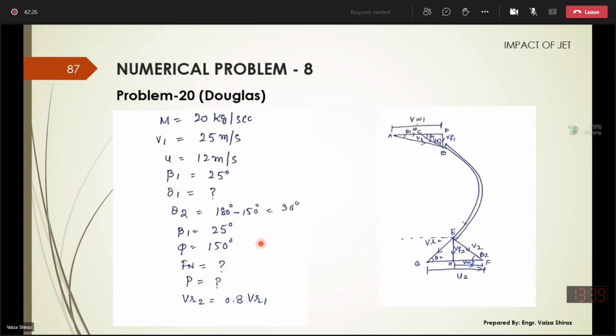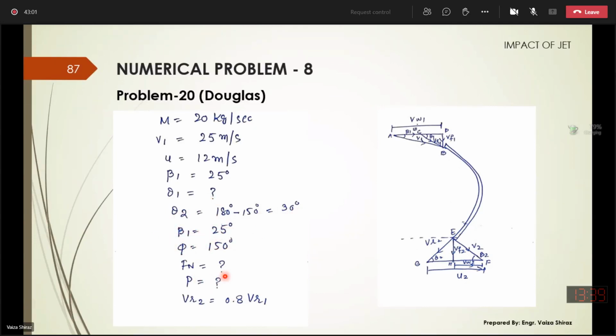Now we'll start a numerical problem for this. In this case, mass flow rate is given to you. Area is not given, diameter is not given, and there is no requirement for it because in this case mass flow rate is directly given, which is equal to rho into Q. V1 is given, u is given, beta 1 is given, theta 1 is not given. Similarly, theta 2 is also not given, but the deflection angle is given as 150. So from the deflection angle you can find theta 2. It is coming to be 30 degrees. Please ignore this. Beta 1 is written twice, so this is a typo mistake.